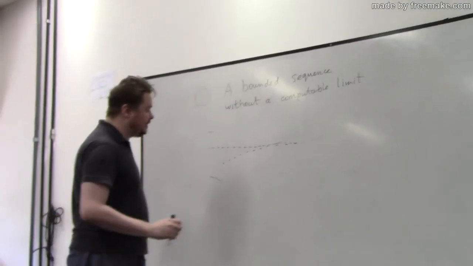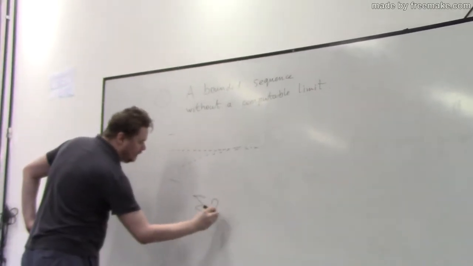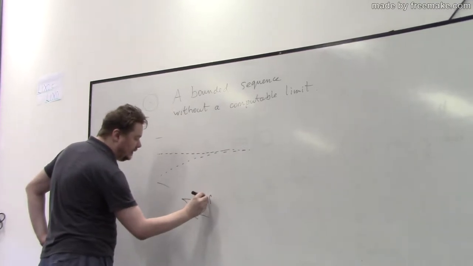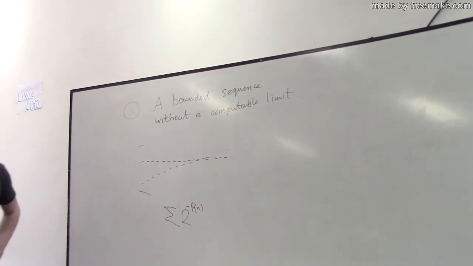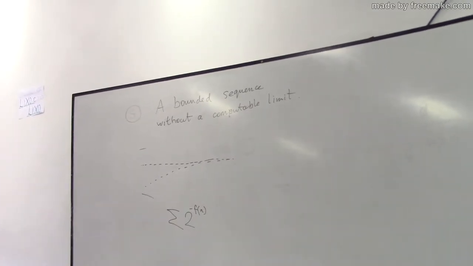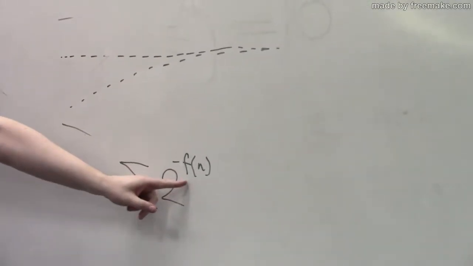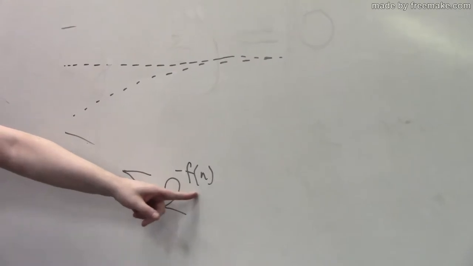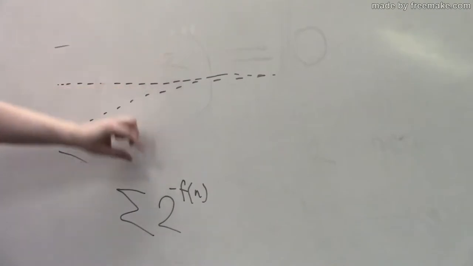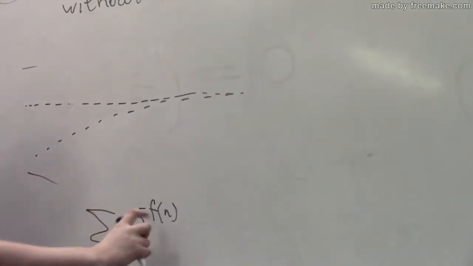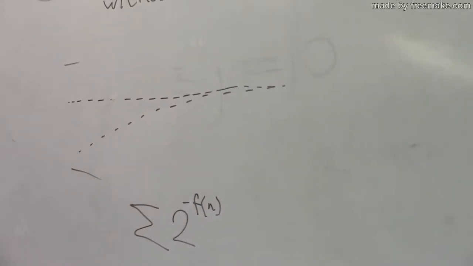a convergent subsequence. This one is the sum of 2 to the minus f of n, where f of n is enumerating some non-computable set. If there was a computable limit, you could check it. You could check whether a point belongs to the set or not by simply the usual epsilon delta argument. A clear term will be missing if it doesn't belong.